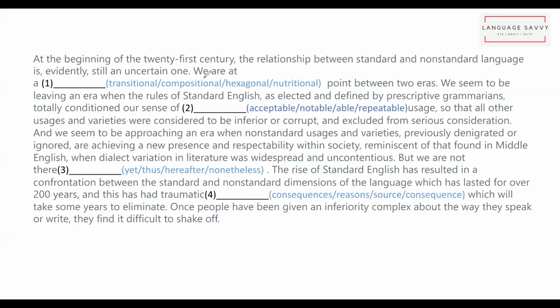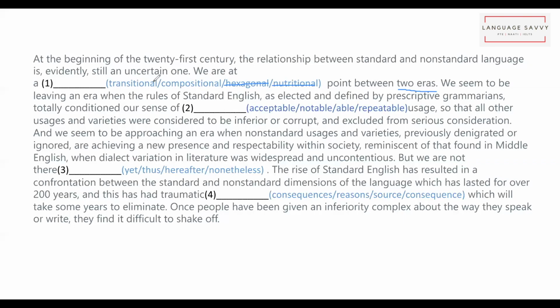So let's read this whole line. We are at a dash point between two eras. So we are talking about eras. Now what are eras? Eras are time. Now let's look at our options. So we are actually trying to explain or describe time. The first option is nutritional. Nutritional cannot be related to time because nutrition is related to food. So nutritional is eliminated. Hexagonal is related to shapes. Hexagon is a shape, so we cannot relate that to time.